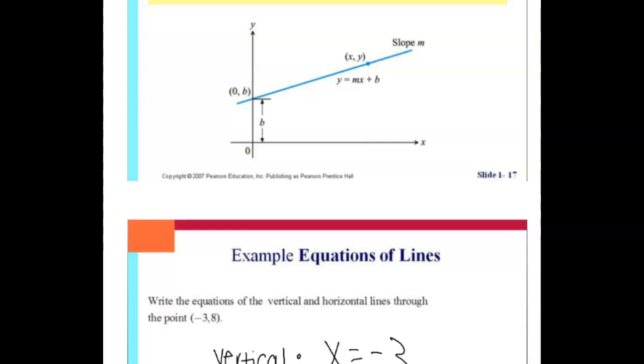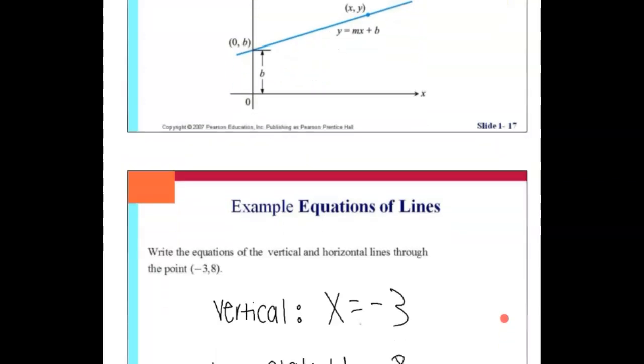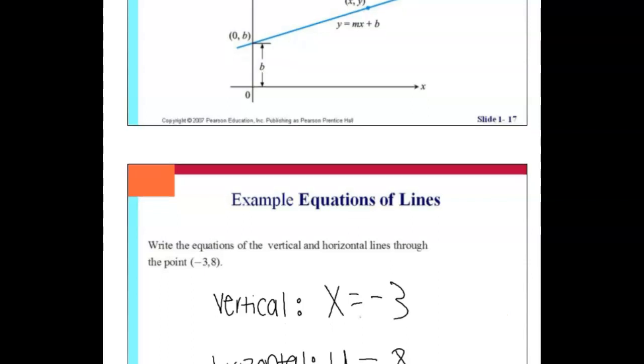So a vertical line has a slope undefined. It's going to be a line that's straight up and down. So a vertical line is going to always be an x equals equation. So it's x equals -3. A horizontal line is the line that goes left to right or straight across. So if it goes through the point 8 on y, then the horizontal line has to be y equals 8.